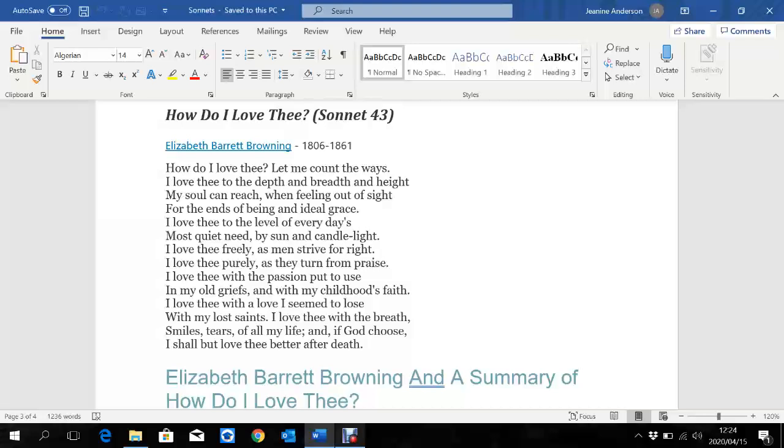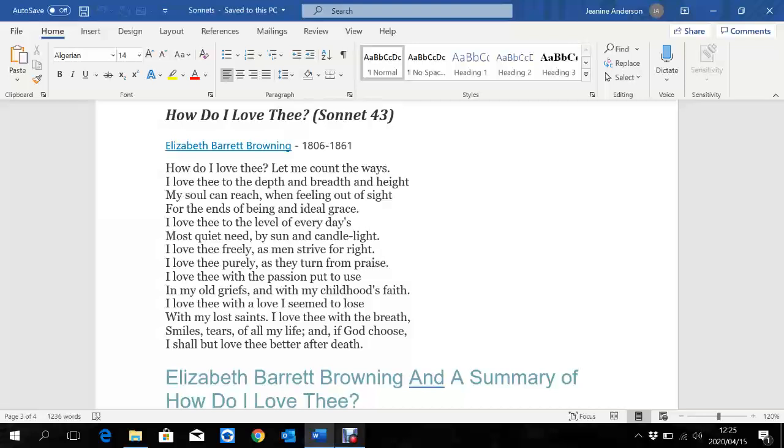"I love thee with a love I seemed to lose with my lost saints." So I love you with the same kind of love as I loved when I was a child. And her lost saints, again, would be her brother and her parents, whom she's now lost because they won't accept her relationship. "I love thee with the breath, smiles, tears of all my life." I love you with everything that I have, with every breath that I take, every smile, everything that makes me happy, everything that makes me sad. She says, I love you with every part of me.